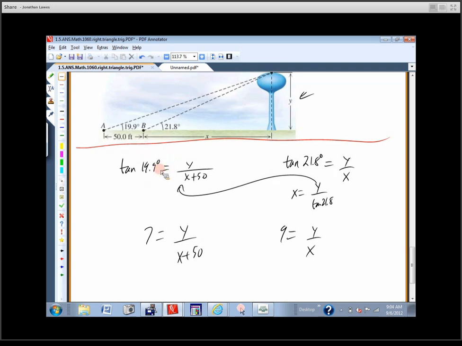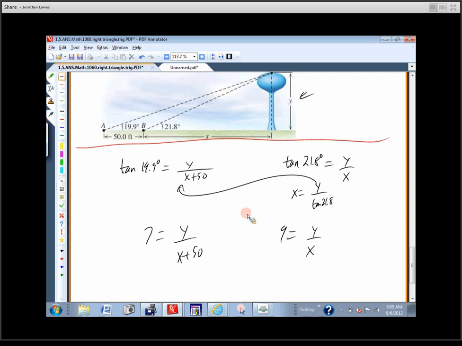You can plug it into your calculator. You could use a decimal for it if you want. So I gave a numeric example, something that looks a little bit better. If this were just the plain old number 7 and we had y over x plus 50, and this were 9 equals y over x, how could I solve this? Yeah, substitution. Solve one for one of the variables and then plug into the other one. So that's solving by substitution. On this one, we took this and solved it for x. We multiplied both sides by x and divided by the tangent of 28. Then I moved that over there and I can use that to solve for y.